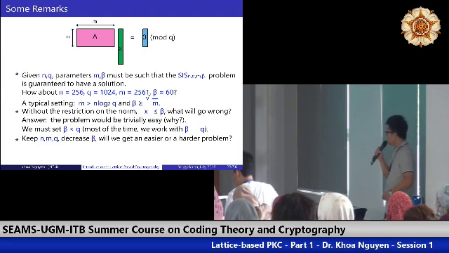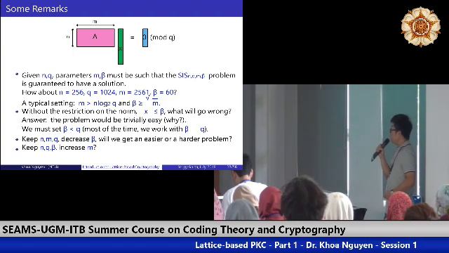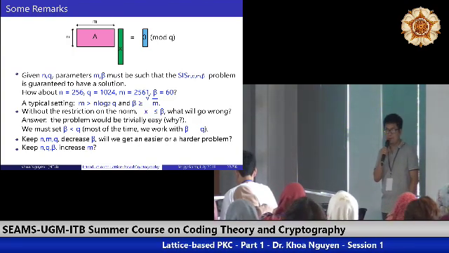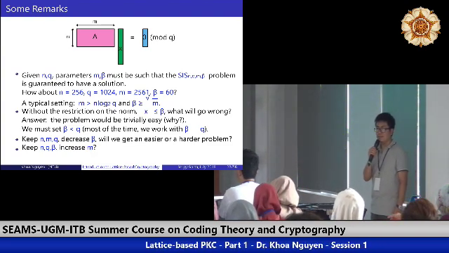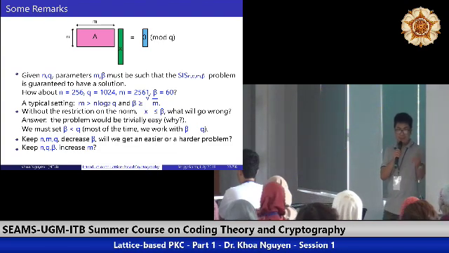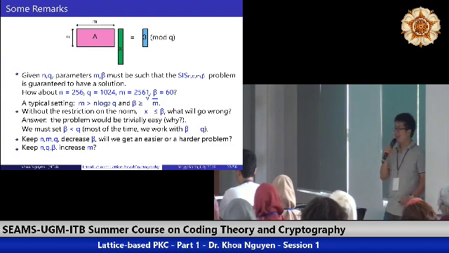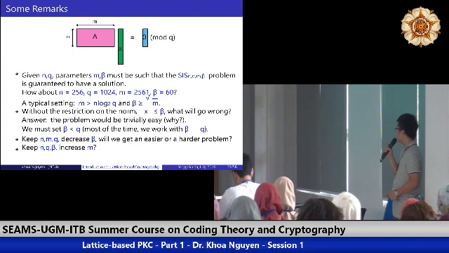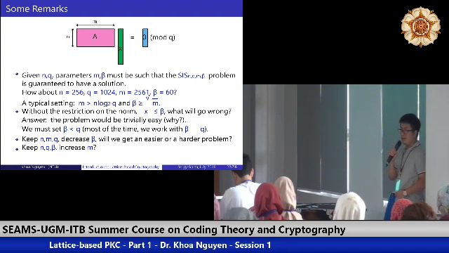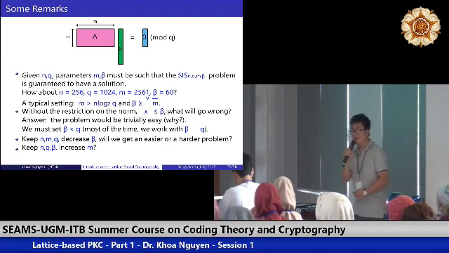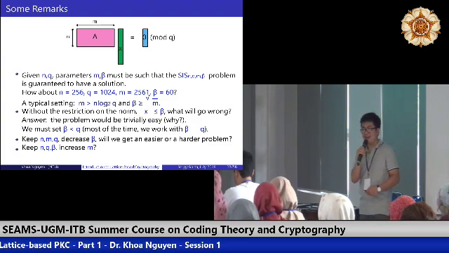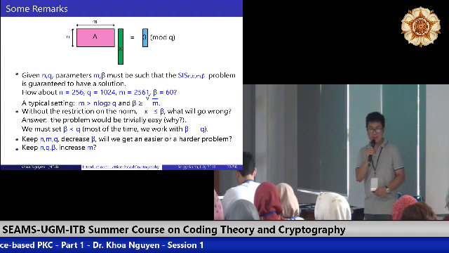Now another question: if we keep n, q, and beta, and we increase m, does the problem become easier or harder? What do you think? Just discuss. We keep the number of rows, the modulus q, and the norm beta, but we increase the number of columns. Who thinks it will be harder? And who thinks it will become easier?